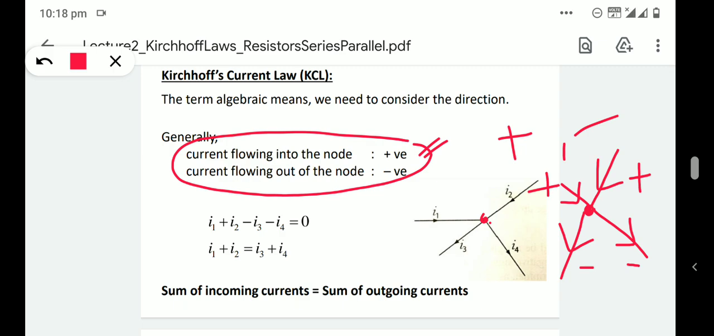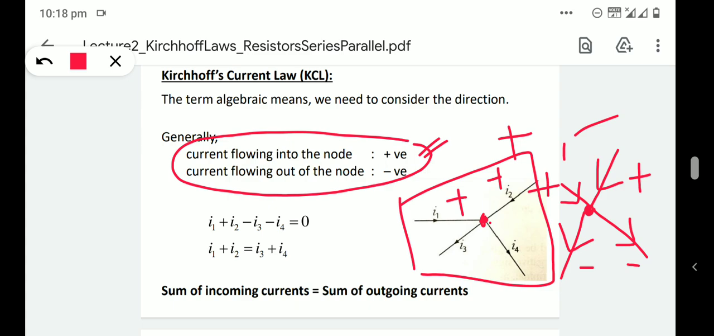Okay, so in this figure, I1 is entering into the node, so I1 should be taken as positive. Then I2 is again entering into the node, so I2 is positive. Then I3 is leaving from the node, or flowing out of the node, so I3 is negative. Again I4 is flowing out of the node, so I4 is negative. So I1 and I2 are positive, and I3 and I4 should be negative.